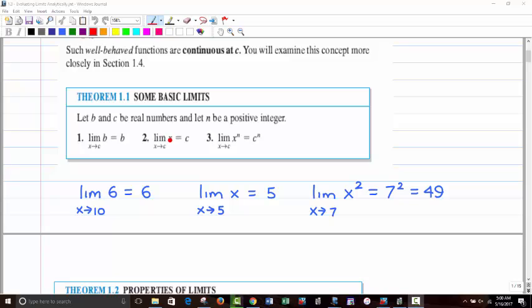The next one, limit of x as x approaches c, would just be c. So the limit of x as x approaches 5 would be 5. You can think of this as the line y equals x. So whatever x is approaching, y would equal that same thing.